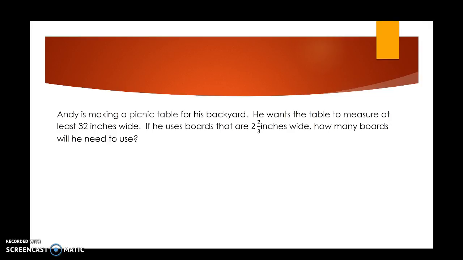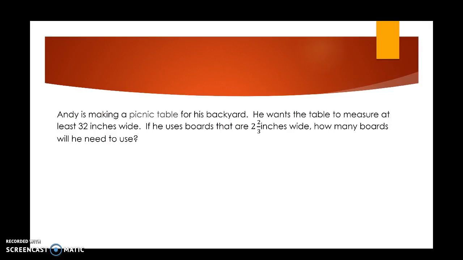I know you guys will already know how to do this problem, but I need to just walk through it so I can practice. So this first problem says, Andy is making a picnic table for his backyard. He wants the table to measure at least 32 inches wide. If he uses boards that are 2 2/3 inches wide, how many boards will he need to use?